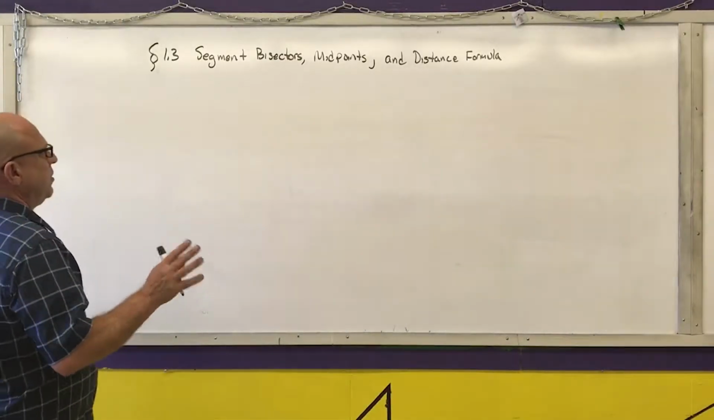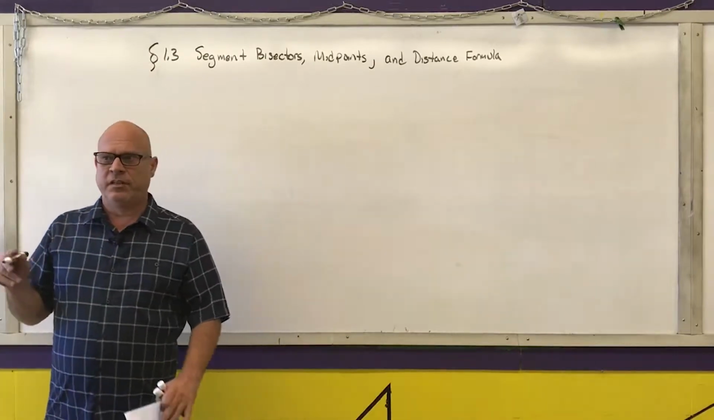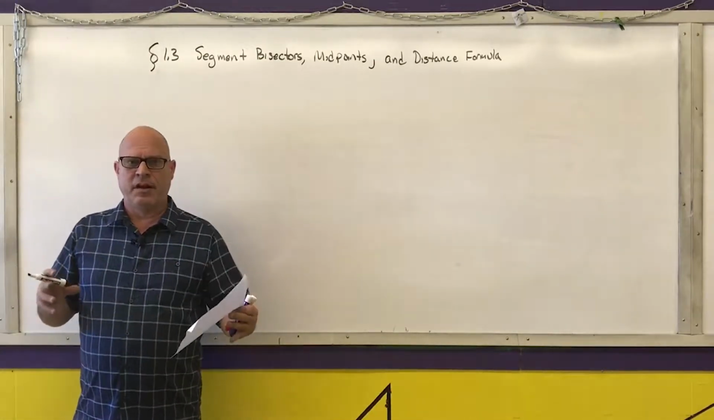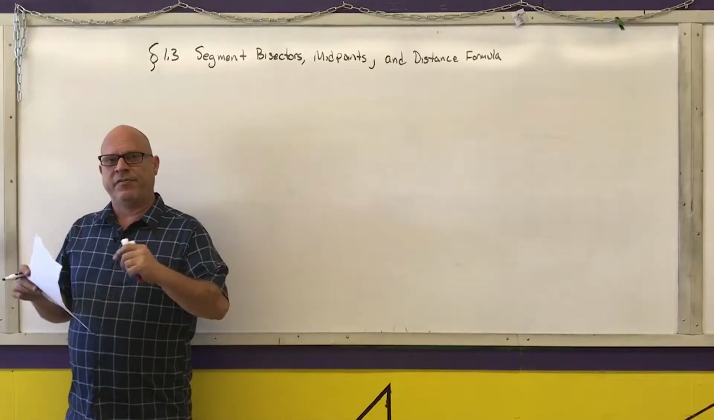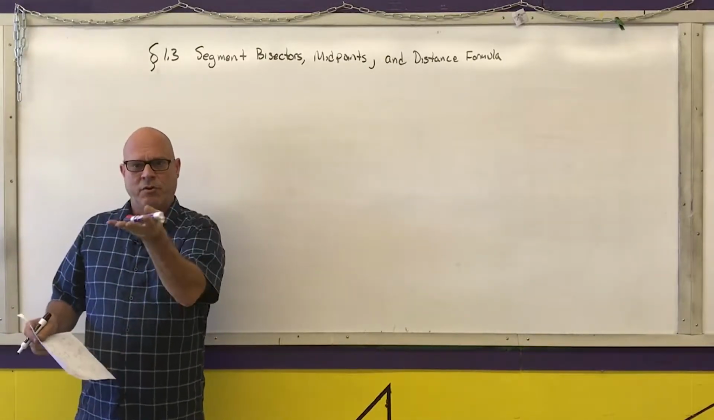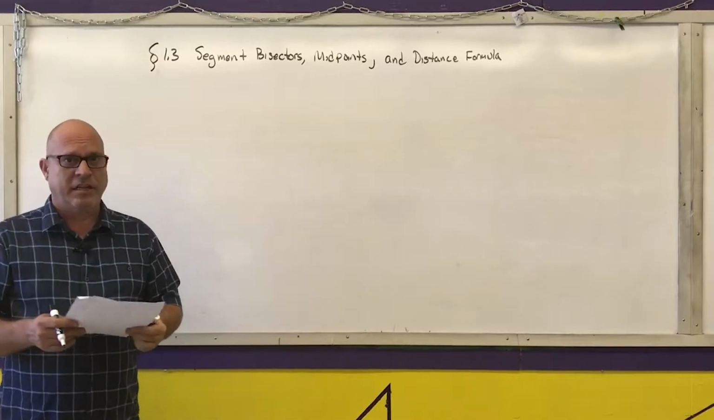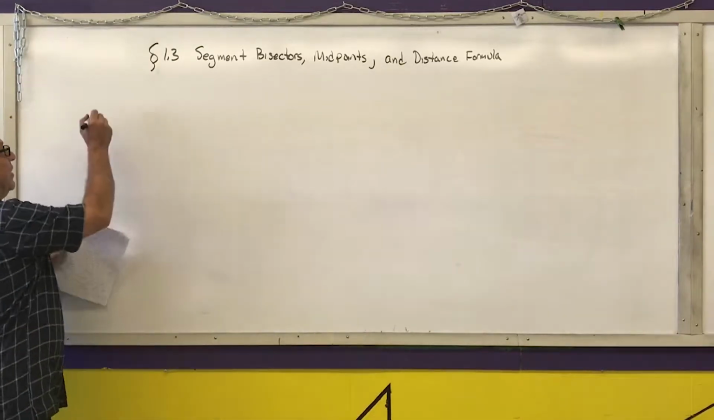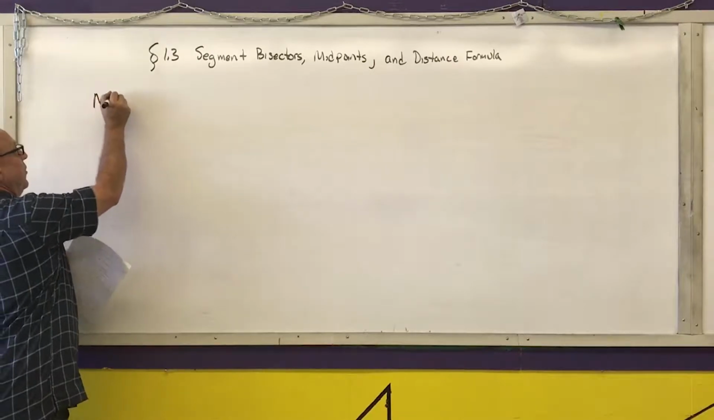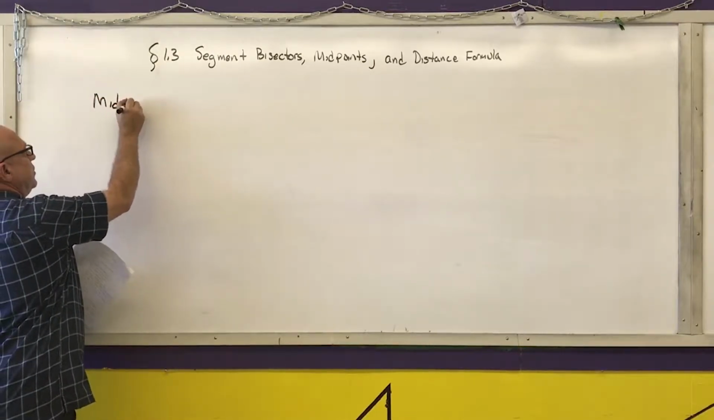In this section, we're still going to be dealing with segments, and we're going to start breaking these segments apart, and we're going to figure out how to find the middle of a segment and how to find the length of a segment that's not vertical or horizontal, and it's on the coordinate plane. So first thing I need to do is some definitions. These are your 1.3 vocab terms.